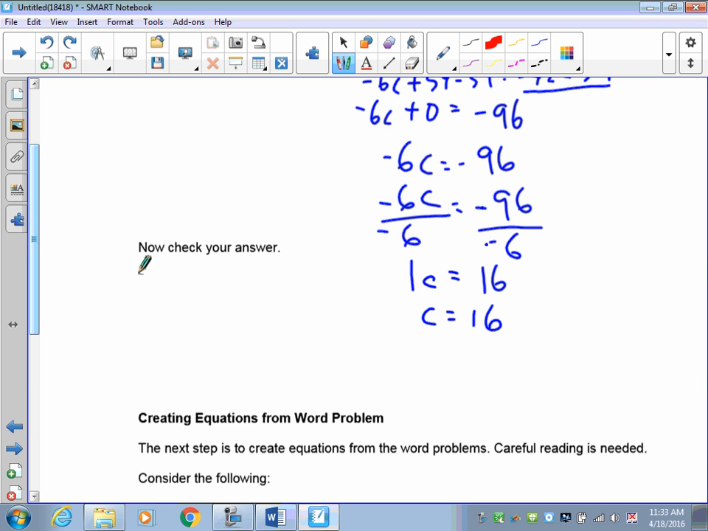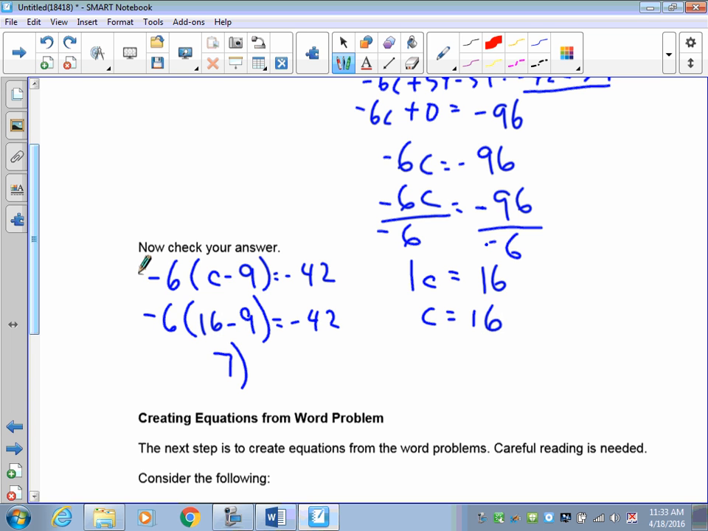Now let's check our answer and see if we're correct. Copy down the equation. All right, take out the c, put in 16. 16 take away 9 is a 7. 6 times 7 is 42. The negative sticks around, equals negative 42. So we did do it correctly.